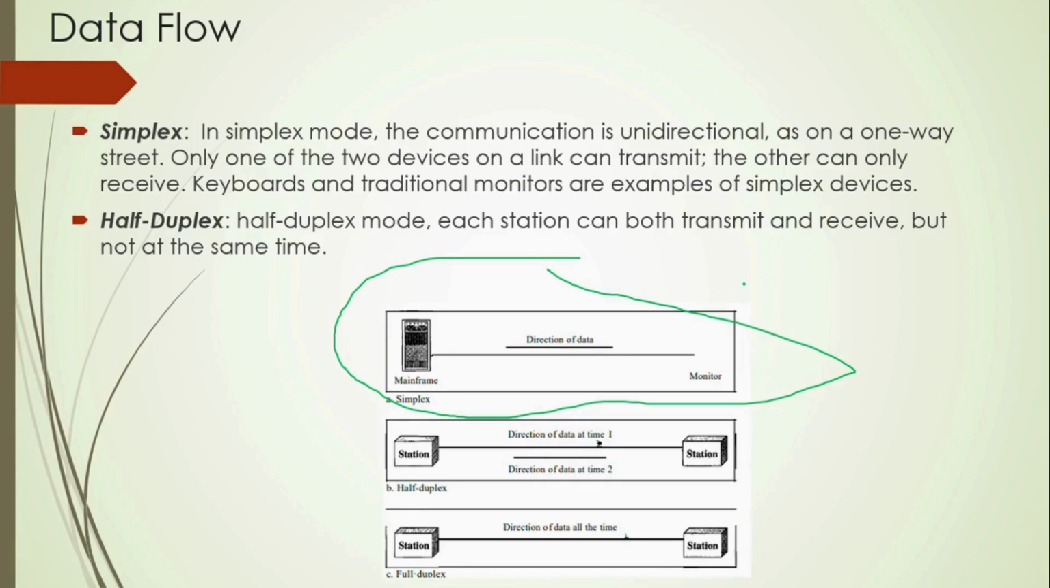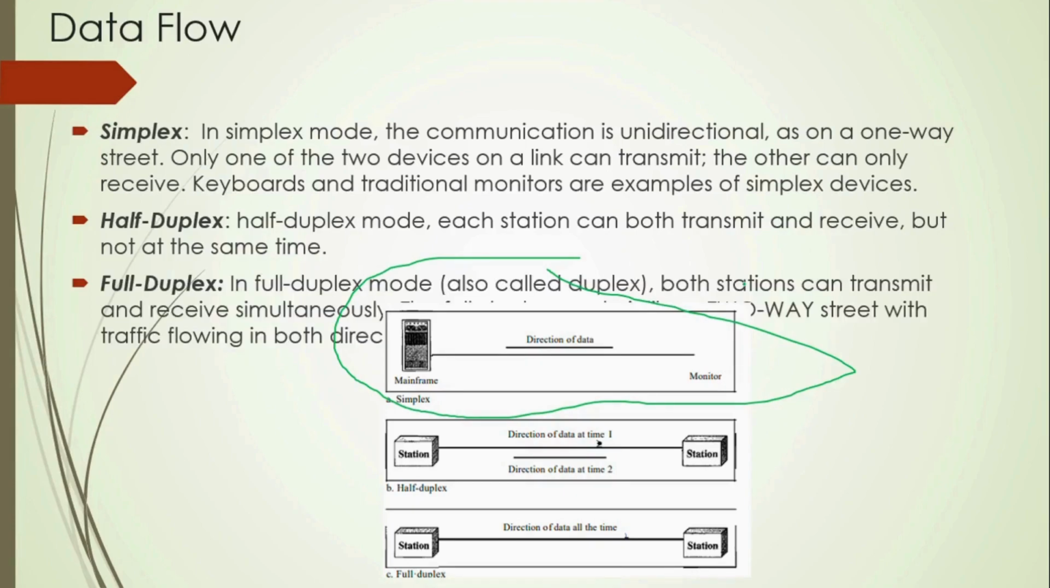That means in this case, if you first send your message to your friend, your message will be received by your friend first, then he can reply to you. In full duplex mode, both stations can transmit and receive simultaneously. That means at the same time, you and your friend can send and receive some data.